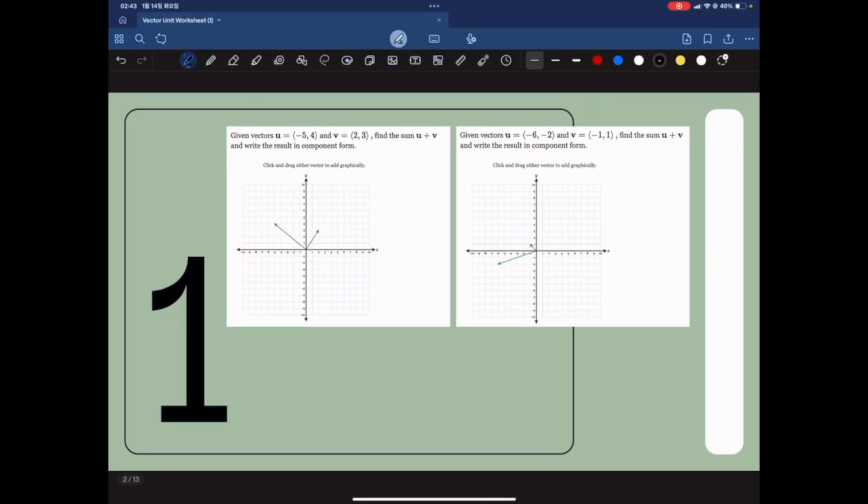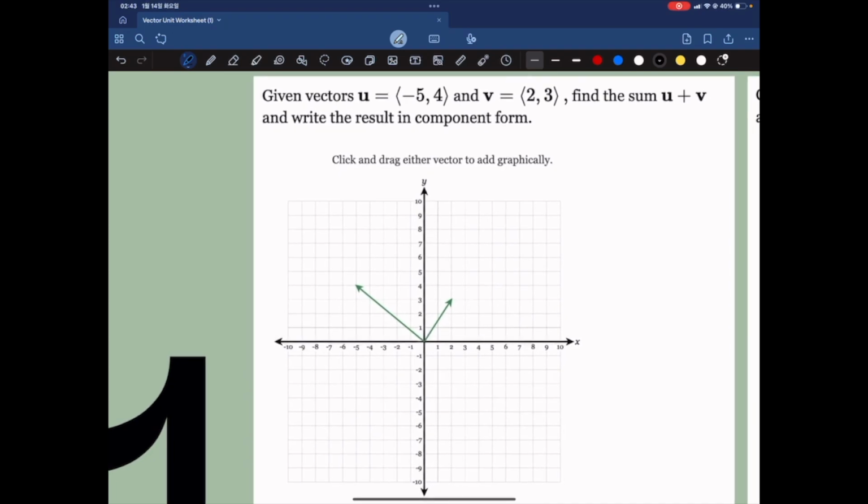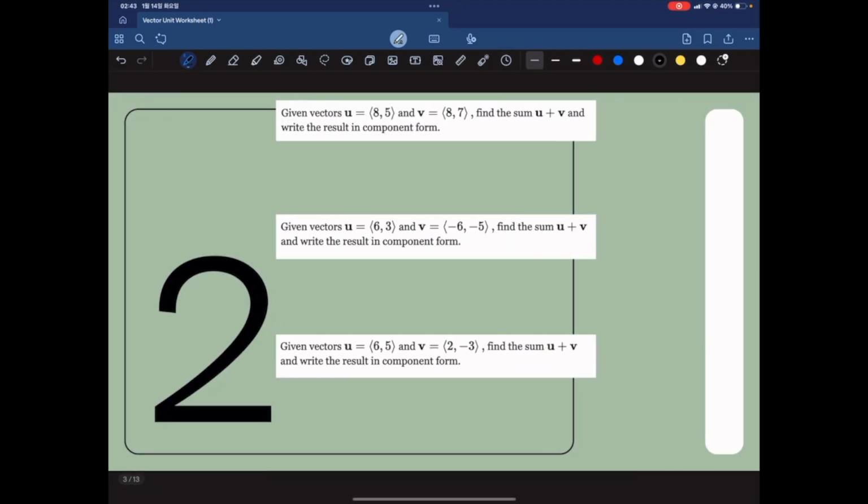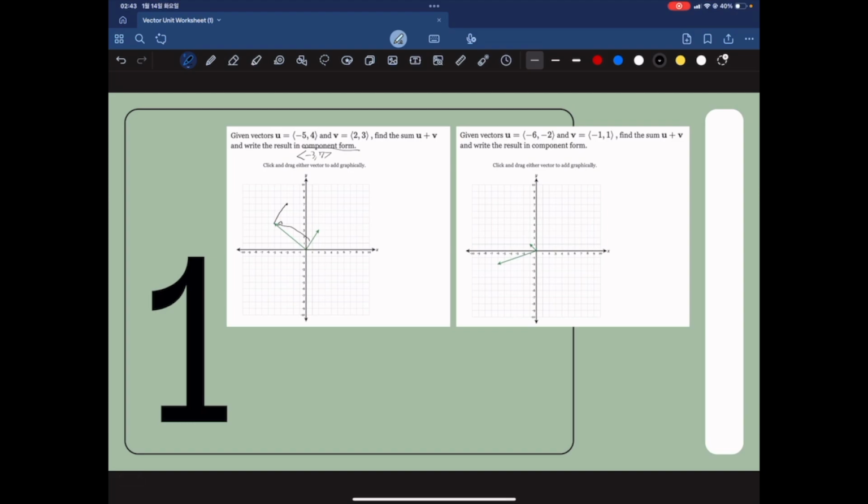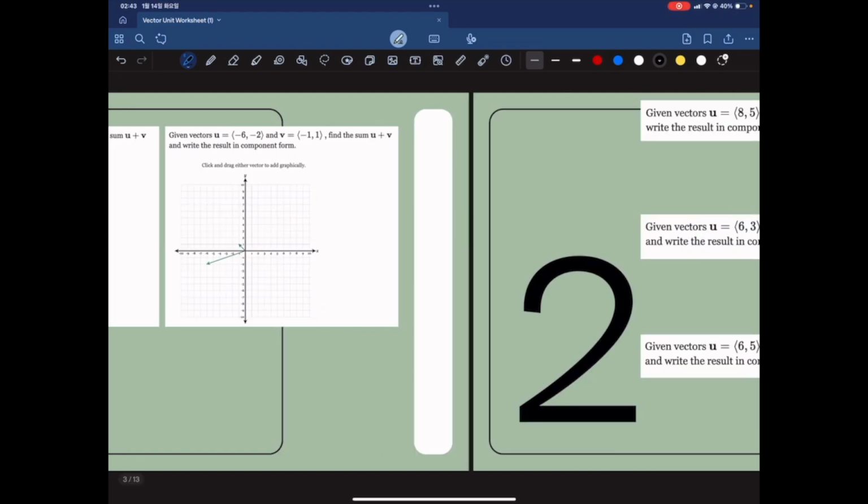Let's get right to it. Number 1 through 4: U, V, you just have to move this in Delta Math, and then you will get here, which this point is -4, -3, 7 component form. Therefore, we have to write our answer as -3, 7. I'll only solve one question from each number so that you can have some practice too.